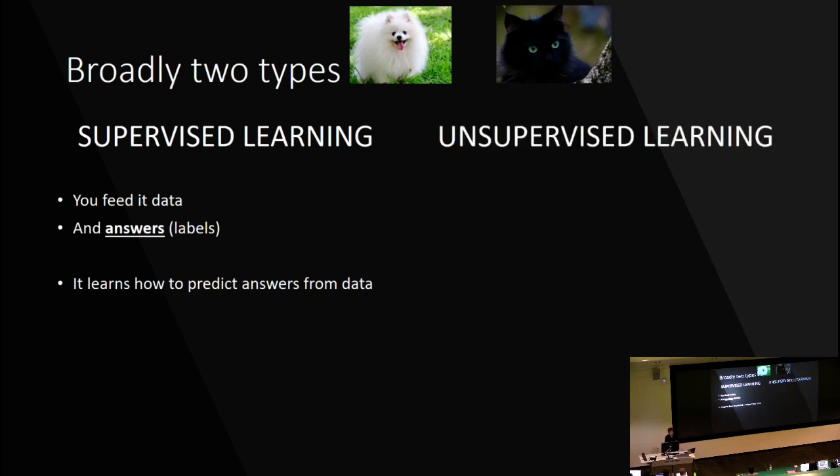Unsupervised learning is different, okay? With that, you feed it the data, and you tell it how many groups, for example, you want it to break it down into. So you might have a folder of 1 million dogs and 1 million cats, and you don't know which ones are dogs and cats, but you want it to split it into two.